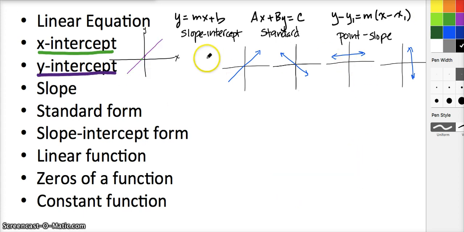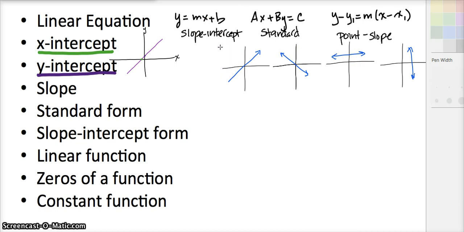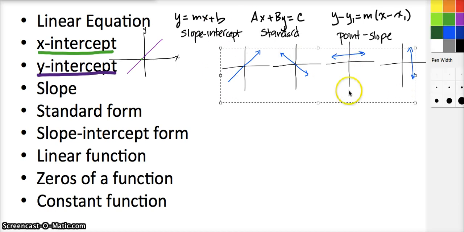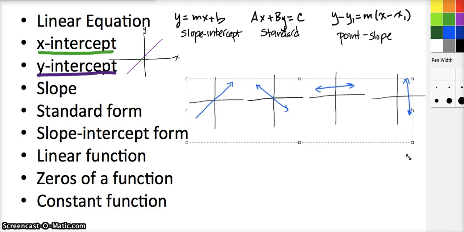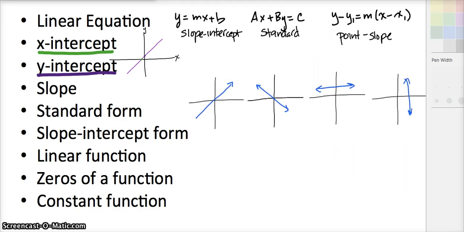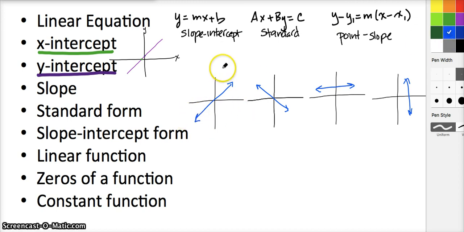And next we're going to talk about slope. So I'm going to go back and grab these 4 examples. Slope is another quality of a line or of a linear equation. In this case, we have a positive slope. When the graph goes up to the right, we consider that a positive slope. The variable we use for slope is m, so m is positive here. And here when we're going down to the right, we have a negative slope, so m is negative.